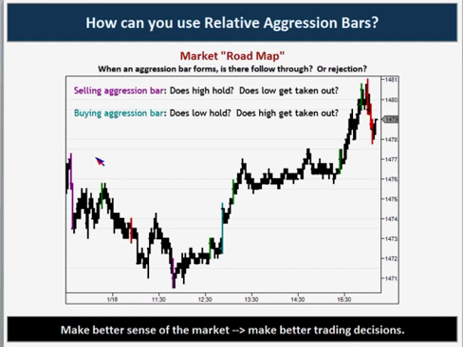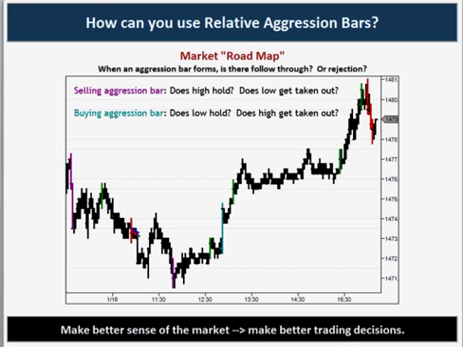So for example, hopefully you can see my cursor. We have this level 3 selling aggression bar. Does its high hold? Yes. Does its low get taken out? Yes. Okay. Short-term sellers would be in control. Here's another level 3 selling aggression bar. Does its high hold? Well, actually it does. It ticked. As that's being tested, we have a level 2 buying aggression bar. Does its low hold? No. Okay. Sellers are in control. Buyers could not take over.